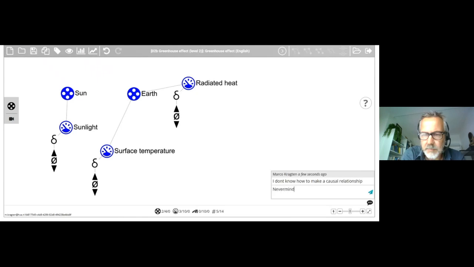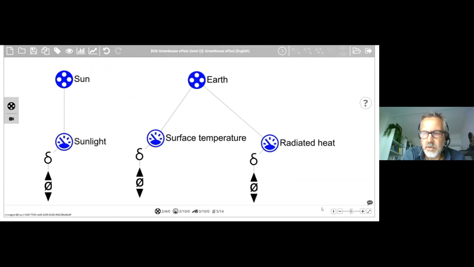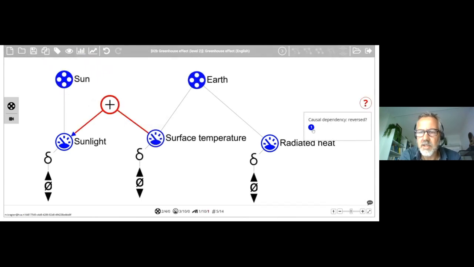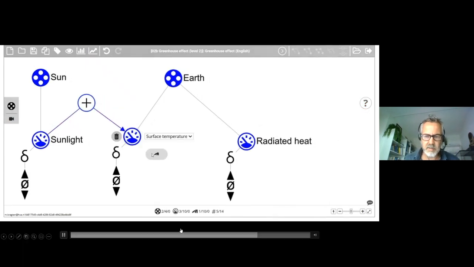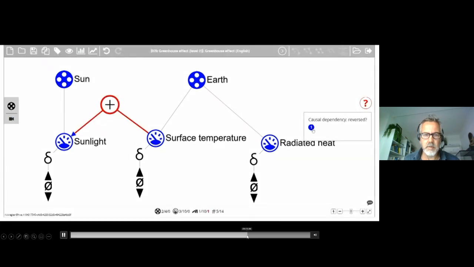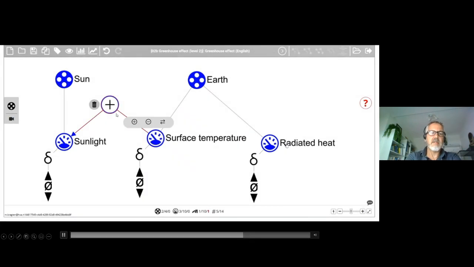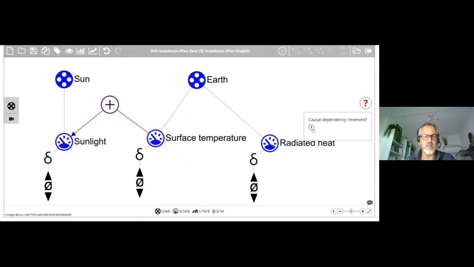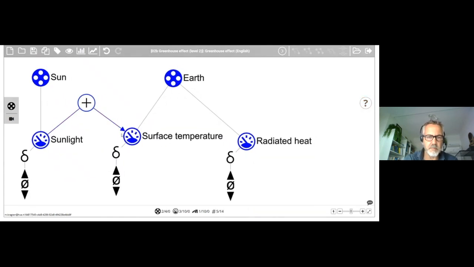So never mind. And he or she goes in building. Oh, so that's another functionality we made to let them organize everything neatly. Well, this goes a bit fast, but I will rewind it. So now it's going to create a causal relationship, but it's in the wrong direction because sunlight influences surface temperature, not the other way around. And surface temperature has a positive effect on the radiated heat.